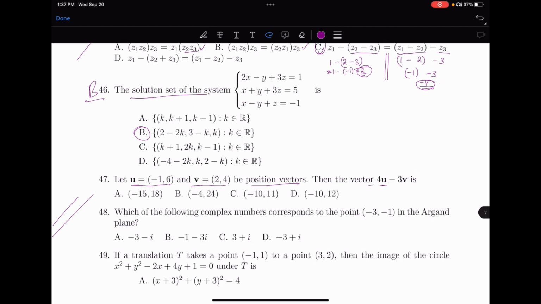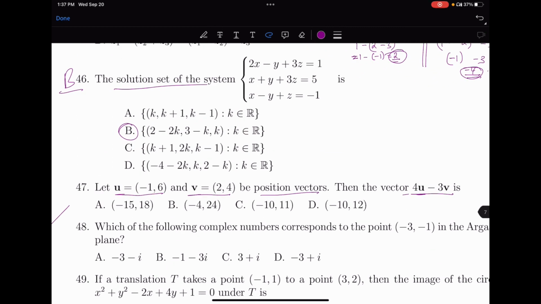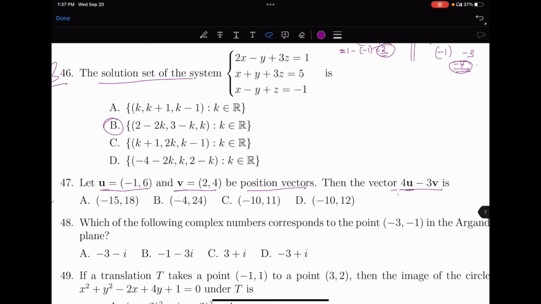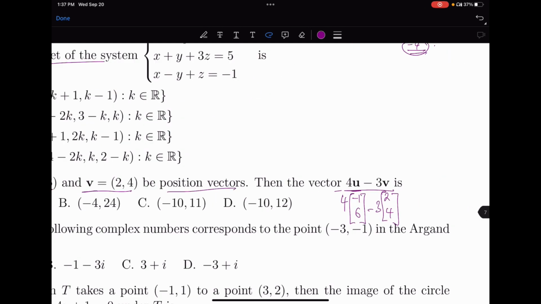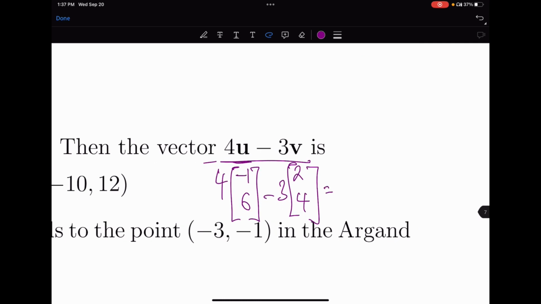b position vectors, and the vector for u minus 3b is what ነው የሚለው? Well, this is very easy. 4 times what is u? u is negative 1 6 minus 3 times v. What is v? v is 2 4. Okay, this is equals to 4 times negative 1, that will be negative 4, 6 times 4, that is 24, plus negative 3 times 2, that is negative 6, negative 3 times 4, that is negative 12.